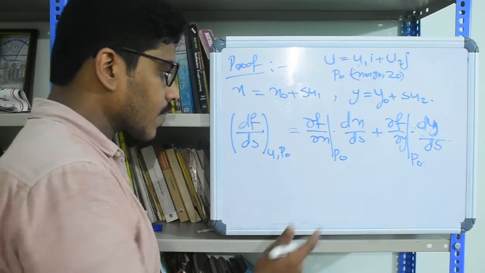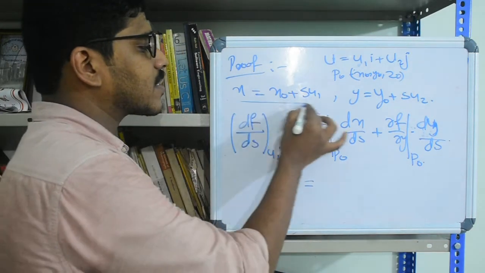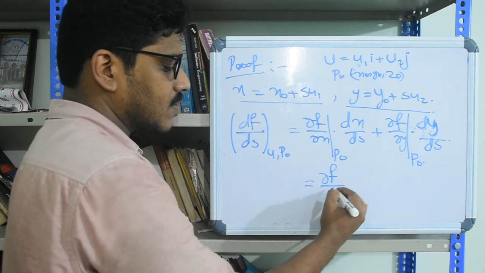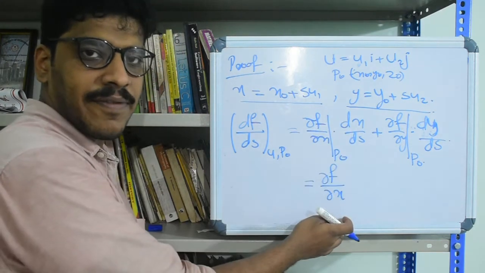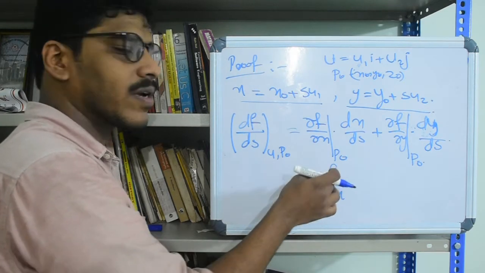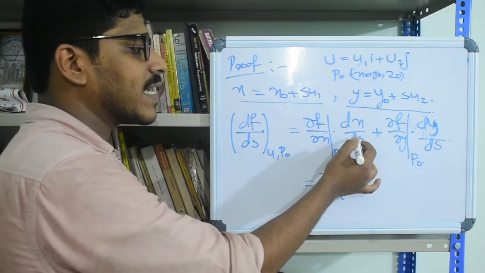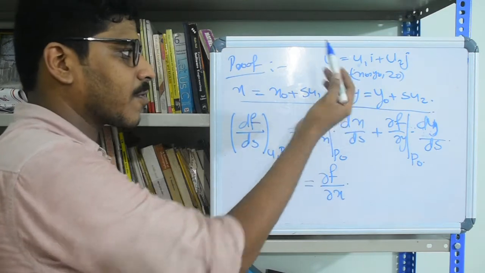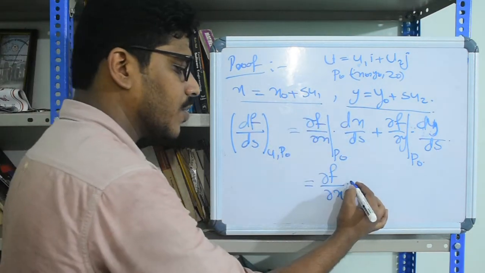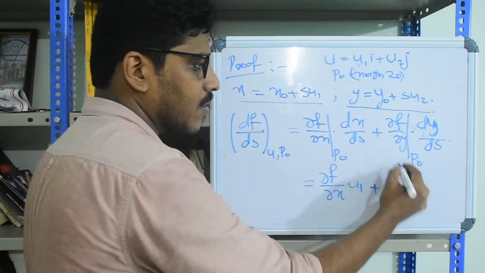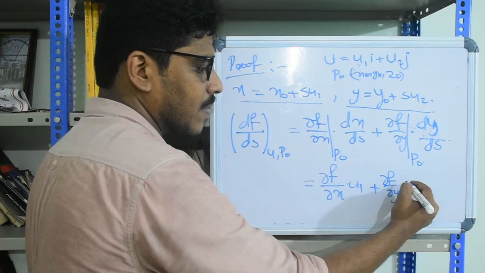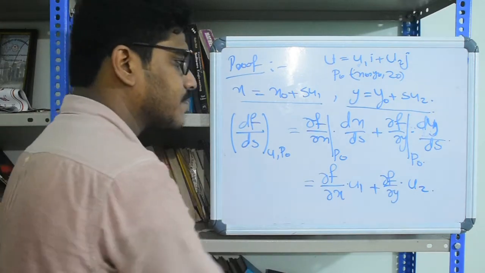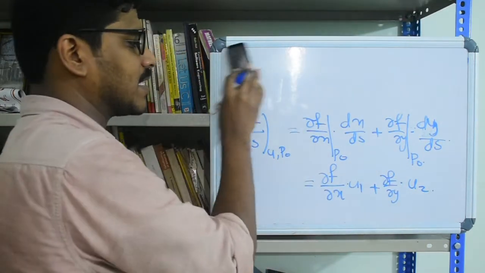Now we have x equal to x naught plus s u1 and y equal to y naught plus s u2. So let's try to rewrite this. I am not again writing that we are evaluating it at P naught. Remember that we evaluate these two quantities dou f by dou x and dou f by dou y at P naught. So what is dx by ds? x is given as x naught plus s u1, where x naught is a constant coming from the coordinates for P naught. So dx by ds is nothing but u1, and dy by ds is u2 in a similar sense. Now let it be there.